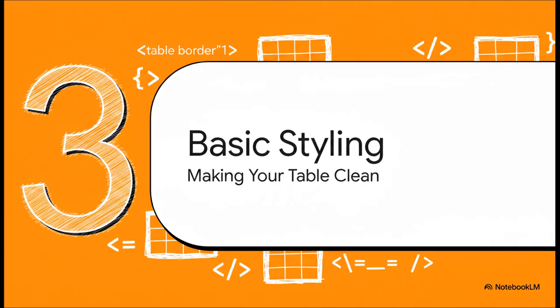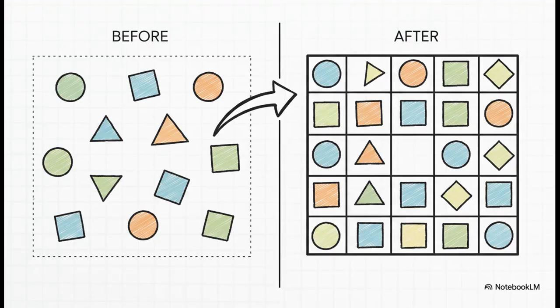All right, we have a functional table, which is great, but let's be honest, it doesn't look that great. So now we're going to add a few simple things called attributes directly into our HTML tags to give it some visual structure and make it way easier to read. I mean, look at it right now.